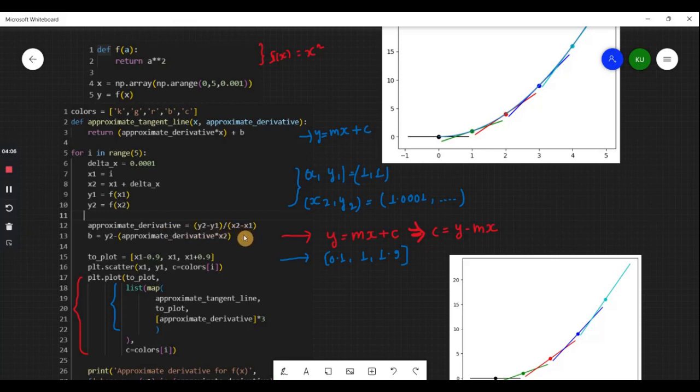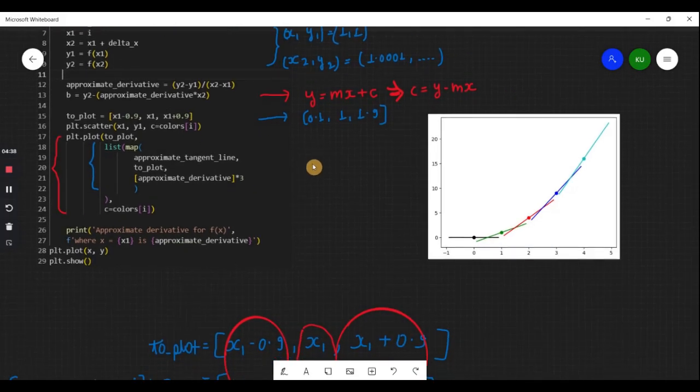We can also calculate the y-intercept of the line, and we can use the formula c equal to y minus mx. If we put any point on the tangent in this formula, we will get the y-intercept of the tangent line. So I have put x2, y2 in the formula. So the y-intercept will be y2 minus slope into x2. Now we have the values of slope and y-intercept of our tangent. So let's try to plot this tangent on our graph.